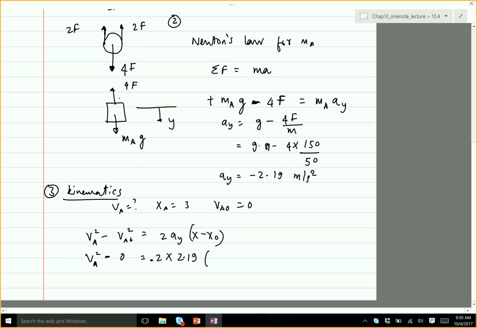But now for x, you're told that block A moves upwards by 3 meters, right? So I need to put negative. Let me just write it as y minus y0, so that you don't get confused with the direction. So y is minus 3, because in the problem block A rises up by 3 meters and my convention is downwards is positive, so I need to put a negative sign. The initial value is 0. If you do this calculation, v_A equals the square root of whatever you get from multiplying this, and the answer is 3.62.